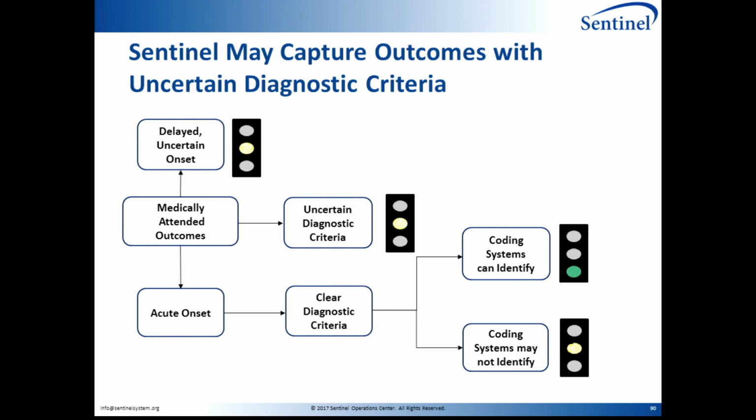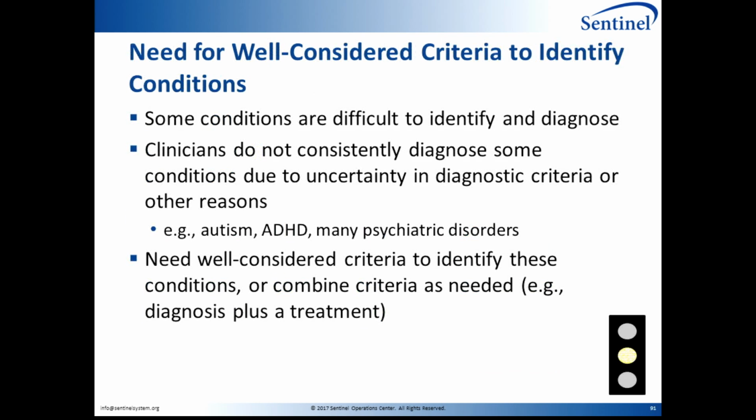And then uncertain diagnostic criteria. Again, this is where things get particularly challenging. I already mentioned things like Stevens-Johnson syndrome, and acute liver failure is another example that may be difficult to identify and diagnose. If they're difficult to identify and diagnose for the clinician, they're also going to be difficult to identify reliably within administrative data. Clinicians do not consistently diagnose some conditions due to that uncertainty in diagnostic criteria.